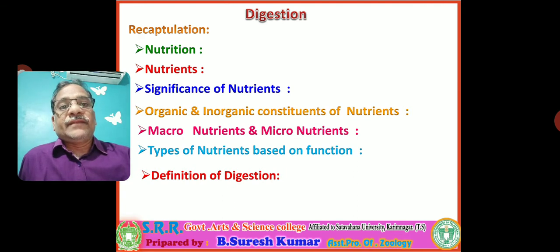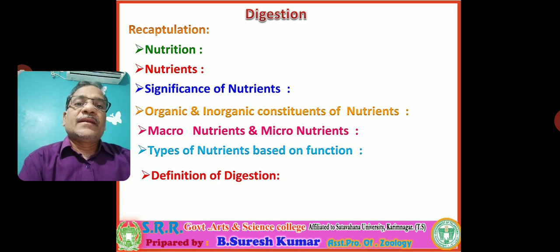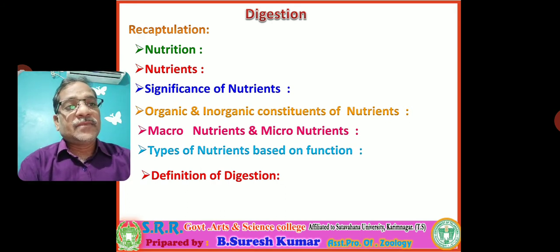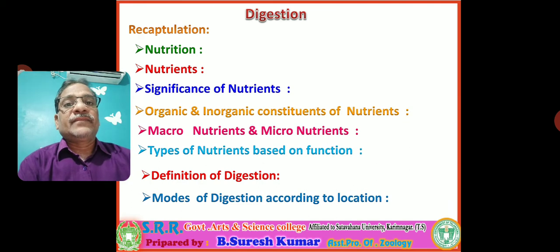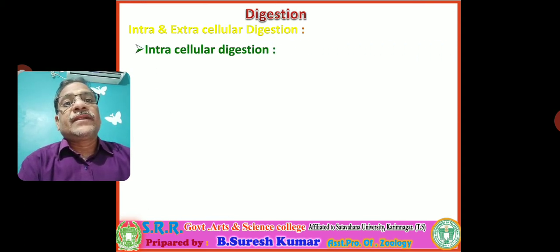After that we completed the definition of digestion: the breakdown of complex food molecules into simple absorptive molecules is called digestion. In digestion, larger molecules undergo hydrolysis and break down into simple absorptive material. Modes of digestion we also completed, according to location. If the nutrients are digested outside the cell, that is called extracellular digestion. If they are digested inside the cell, that is called intracellular digestion.